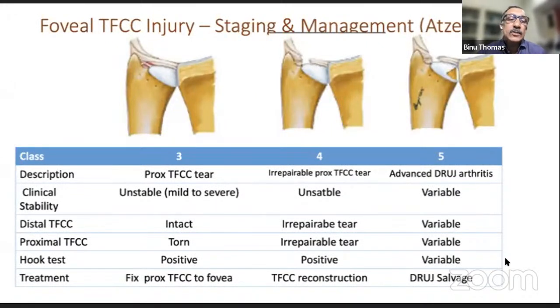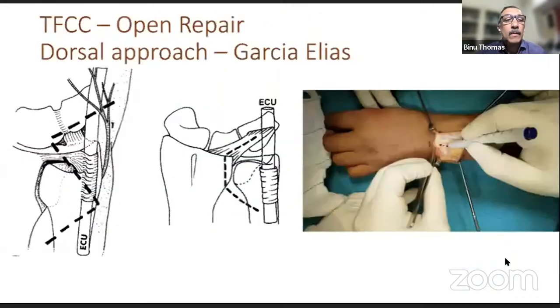And if the joint is very unstable and the ligaments will not heal, which is usually any injury after 3 or sometimes even 6 months, we will not be able to repair it. Then you do a reconstruction by a number of procedures, which I'll talk about. And if there is arthritis, you go for a DRUJ salvage.